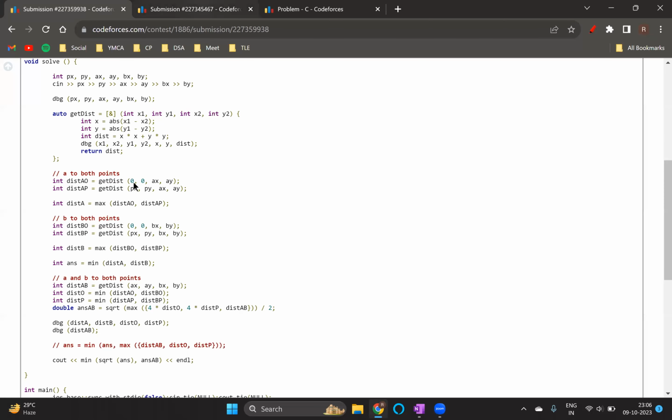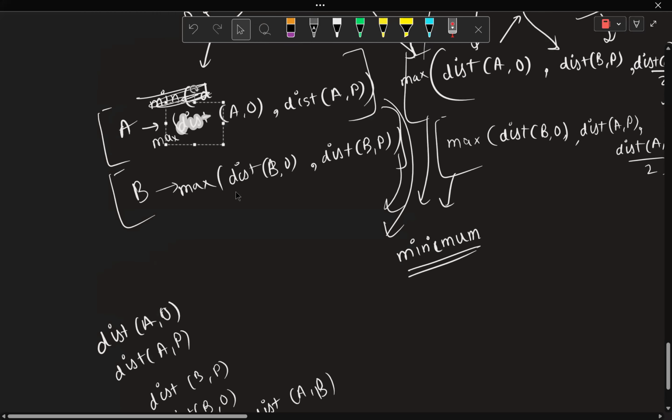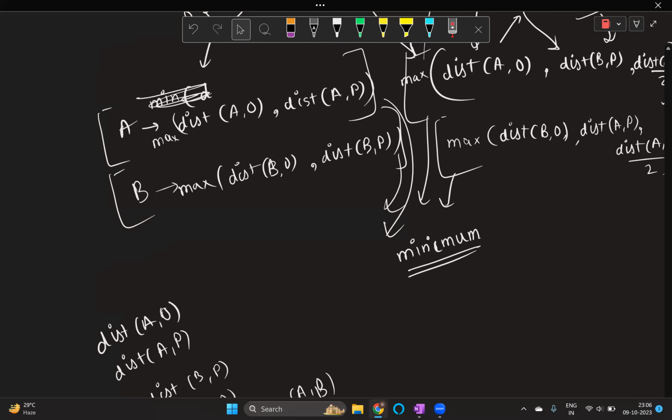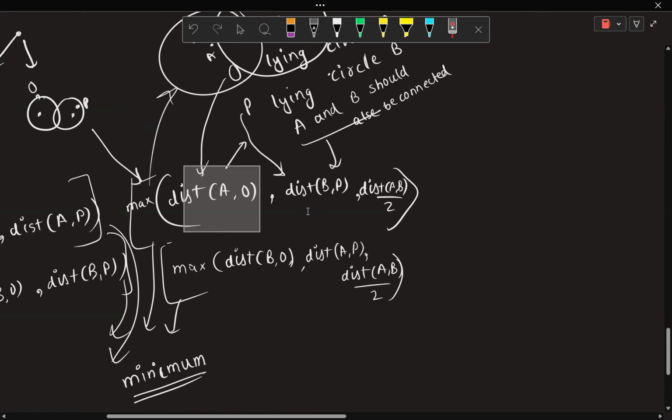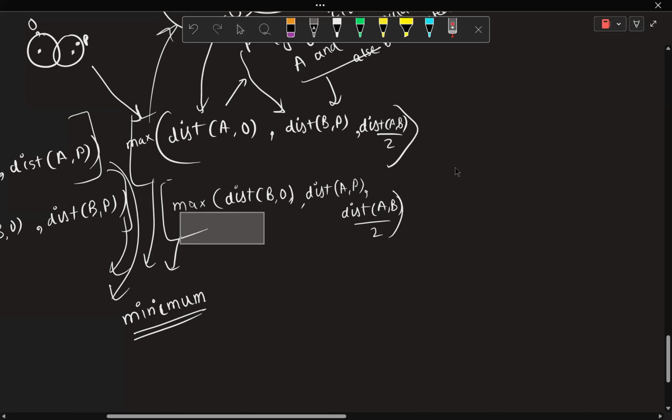That's why I am showing Jiangli's implementation right now, coded in double. This is very clean code. You just take all the inputs. After that, you take the maximum of AO and AP, and the maximum of BO and BP. You take the maximum of A to O, B to P, and A to B divided by 2, like this. And similarly, this case also.